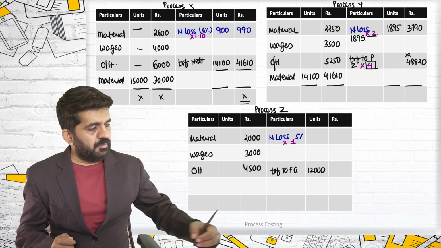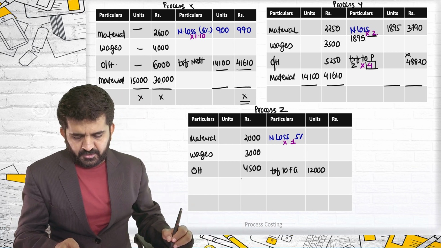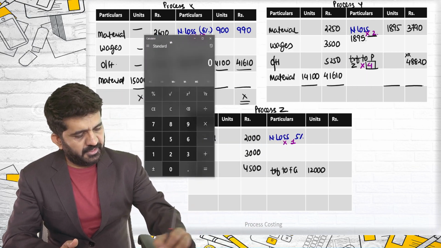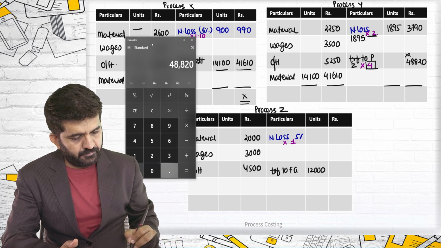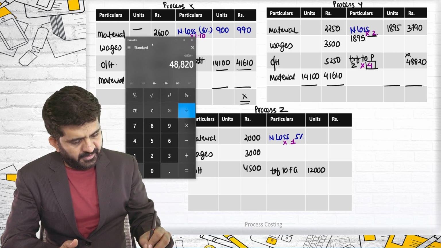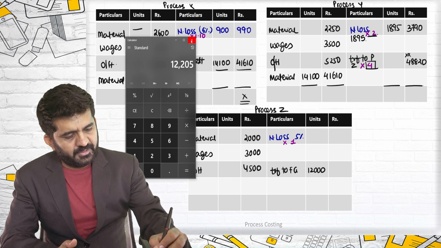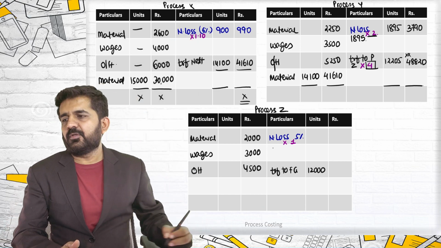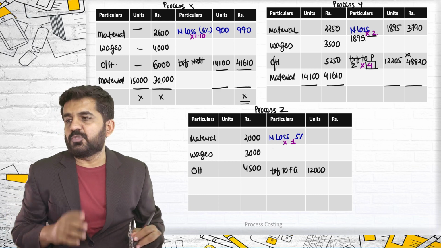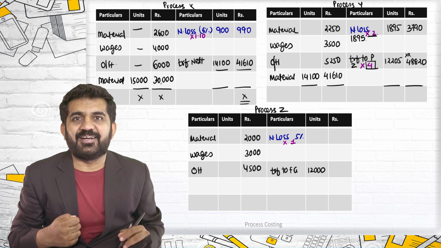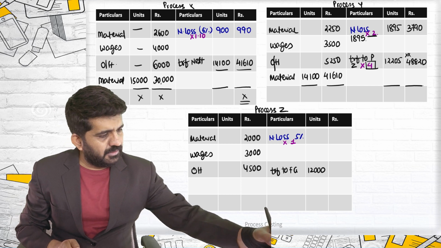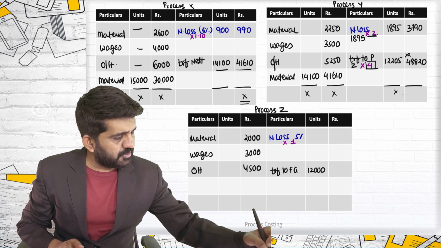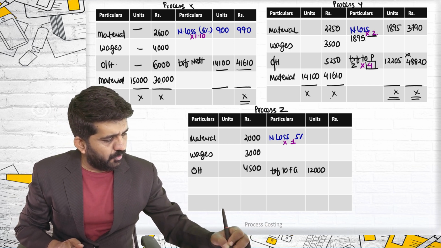And so what will be transferred to process Z will be 48,820 divided by 4, that is 12,205 units. 12,205 units will be transferred at 48,820. This is nothing but process Y. Process Y is tallied. We can go ahead.